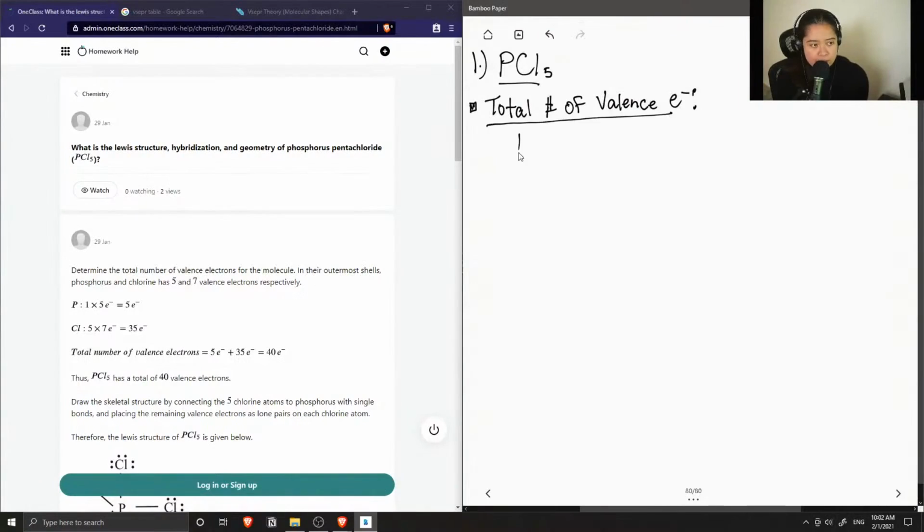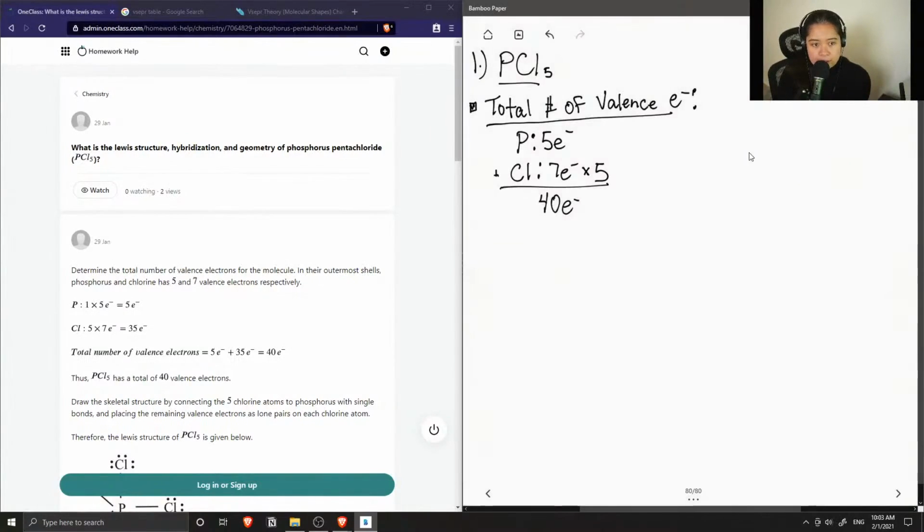So phosphorus has 5 valence electrons, and chlorine has 7. And since we have 5 chlorine atoms in this molecule, we multiply this by 5. So in total, we have 40 valence electrons.